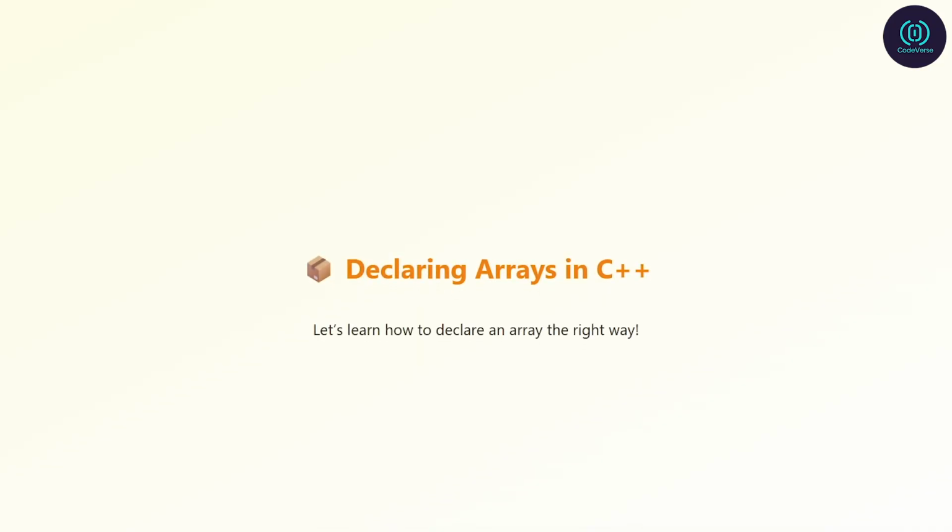Now that you understand what an array is, let's learn how to declare one. In C++, declaring an array is simple. You start with the type of data you want to store, like int, float, or char, followed by the array's name, and then the size inside square brackets. For example, int ages[5]. This creates an array named ages with 5 integer elements.